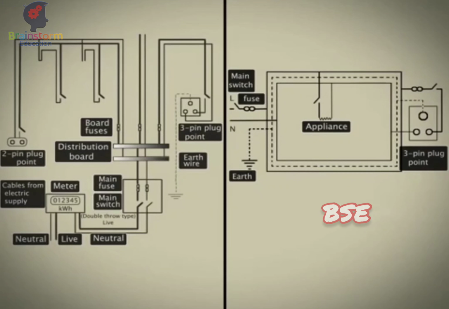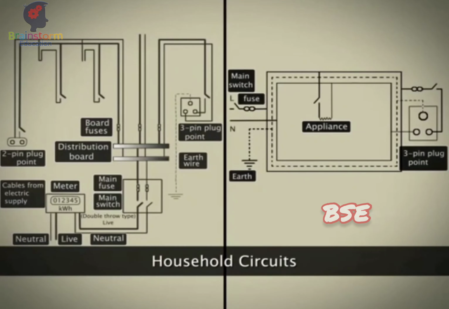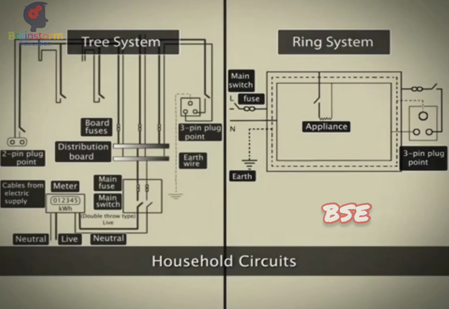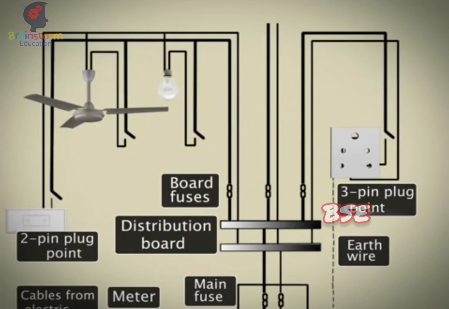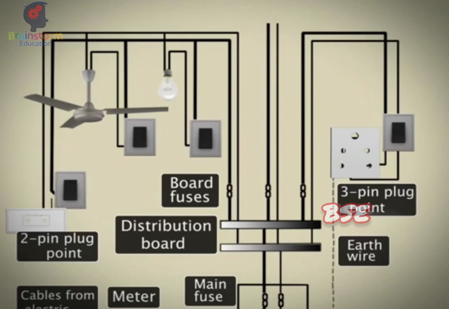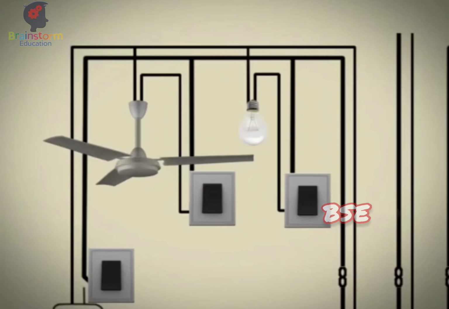There are two systems used in household circuits. They are the tree system and the ring system. In the tree system, in each separate circuit, different appliances can be connected across the live and neutral wires. Each has a separate on-off switch. Each appliance has the same potential difference, hence they are connected parallel to each other.